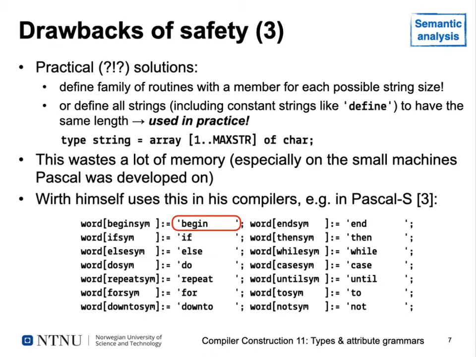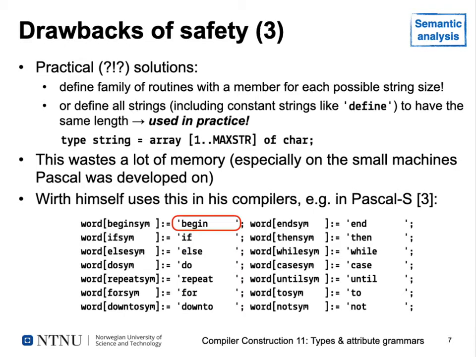Now, of course, programmers wanted to use strings of different lengths in Pascal, obviously. So what were the practical solutions? So the first one was we could try to define a family of routines with a member for each possible string size. So we have something like index 1, index 2, index 3, index 4, index 5. Yes, not a good idea, especially since strings can, in standard Pascal, be up to 255 characters long, and you don't want to write 255 different variants of your functions.